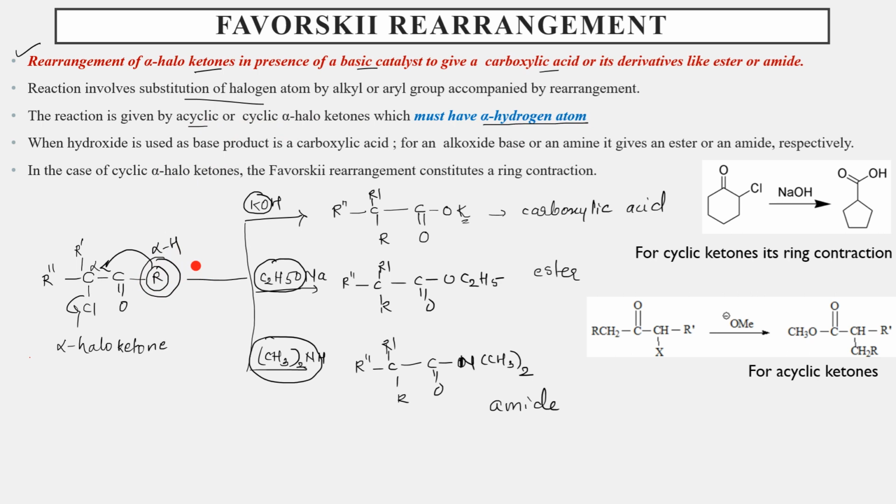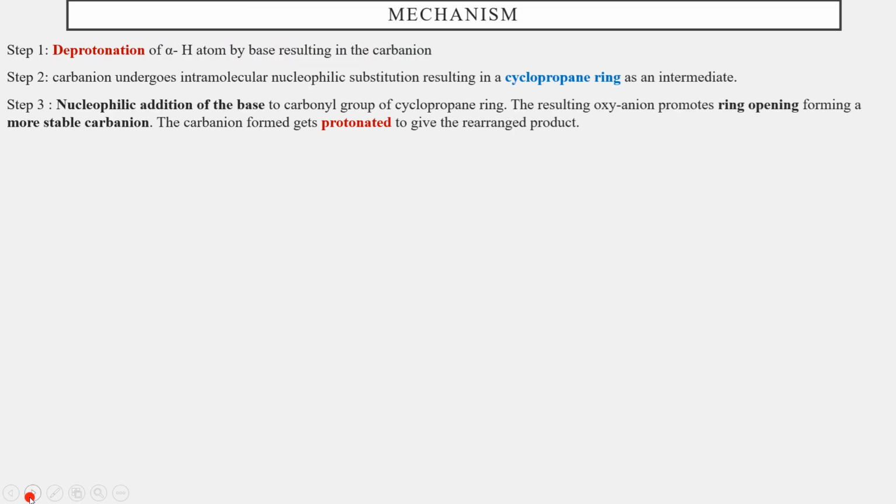So Favorskii is shown by alpha haloketones having an alpha hydrogen atom. If the alpha hydrogen atom is absent, then that reaction is called the quasi-Favorskii reaction. I'll show you one example later. Then when hydroxide is used, you get a carboxylic acid, alkoxide gives an ester, amine gives an amide. And for cyclic ketones, if this reaction takes place, it shows ring contraction. So we will see this in the example mechanism now.